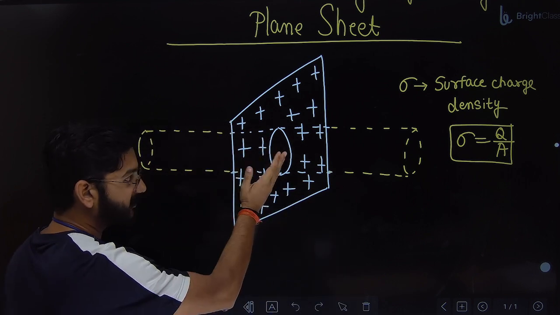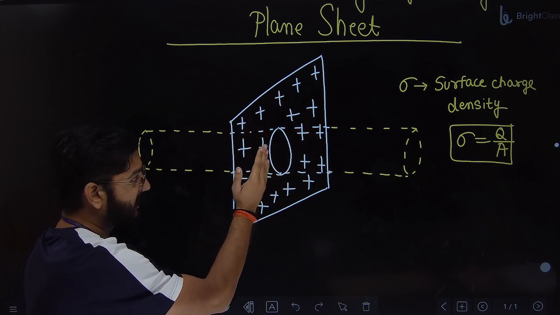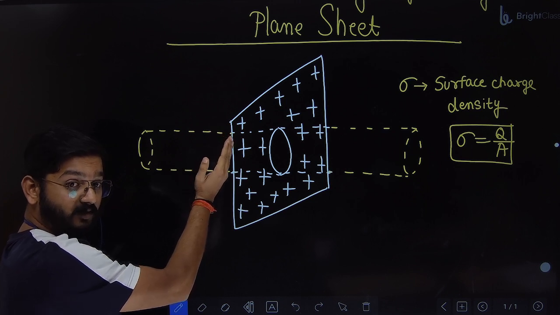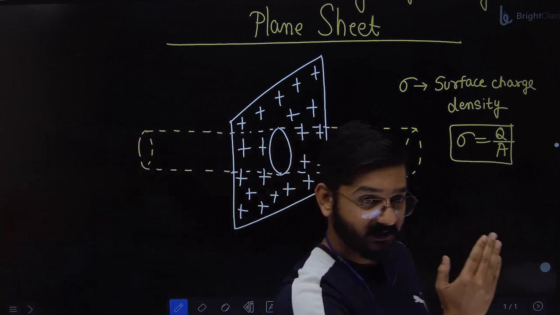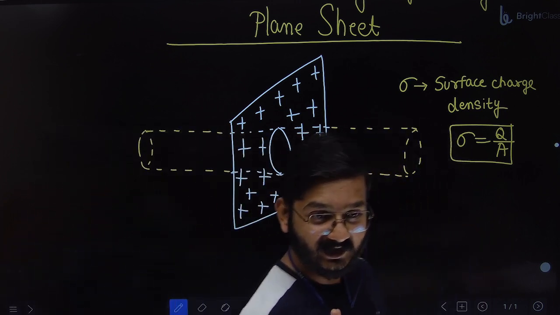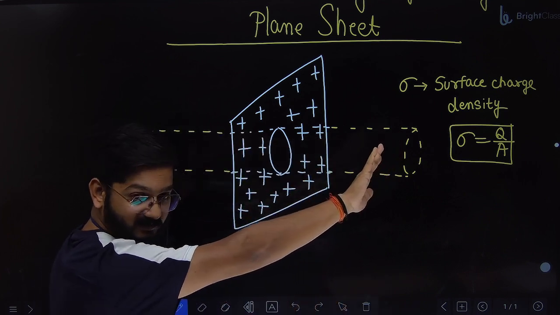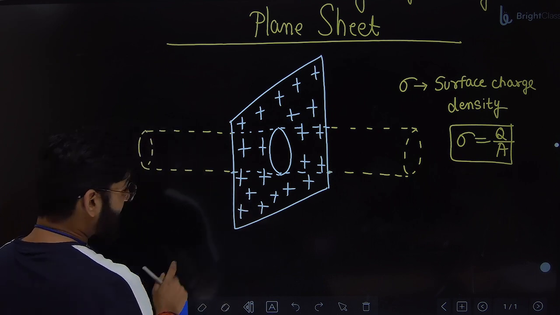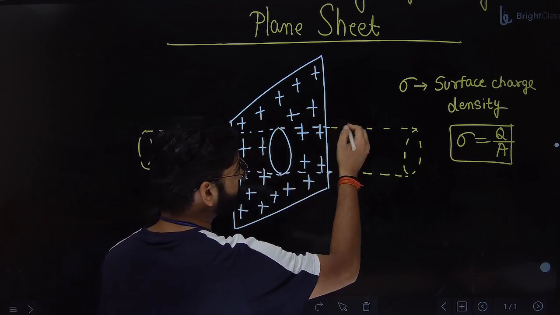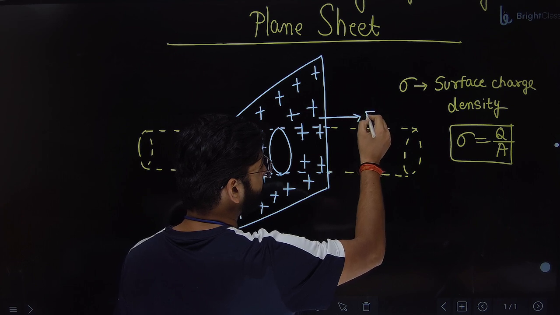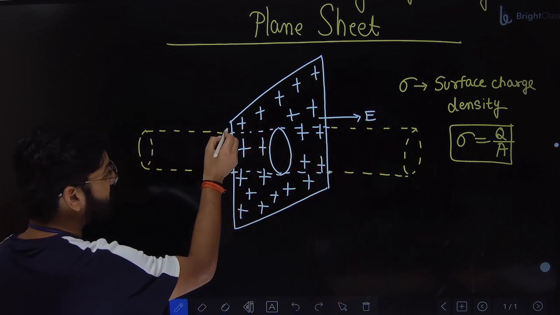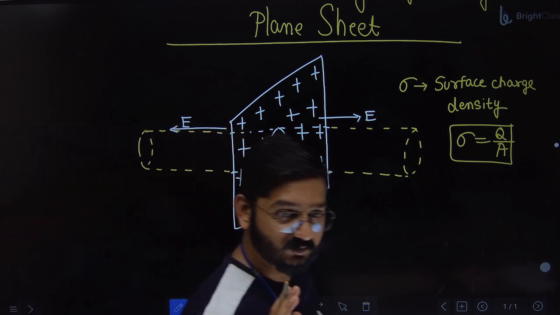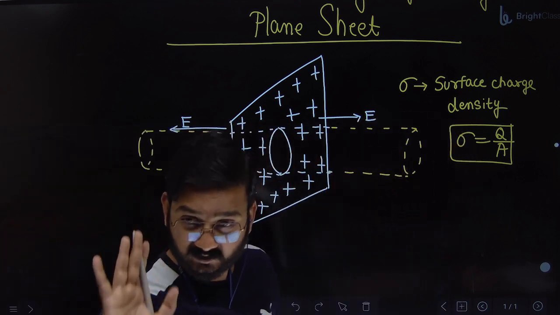So if this is the front face, electric field will go outward. And what about the back face? The electric field will go outward again. Is it clear? So don't think that electric field will be only on this side. It will be on both sides. The electric field due to the front face will be on this side, and due to the back, it will be backwards, because electric field lines due to positive charge always move away.